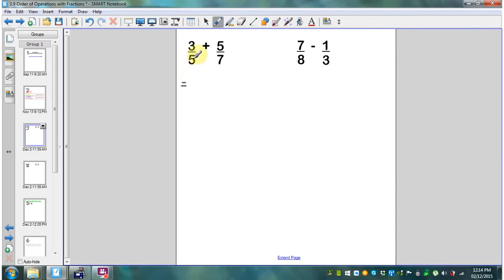Okay, so a common denominator between 5 and 7 is 35. So what did I multiply my 5 by to get 35? I multiplied my 5 by 7. So whatever I do to the bottom, I have to do to the top. So 3 times 7. So 5 times 7 is 35. That's great. That's my common denominator. And 3 times 7 is 21.